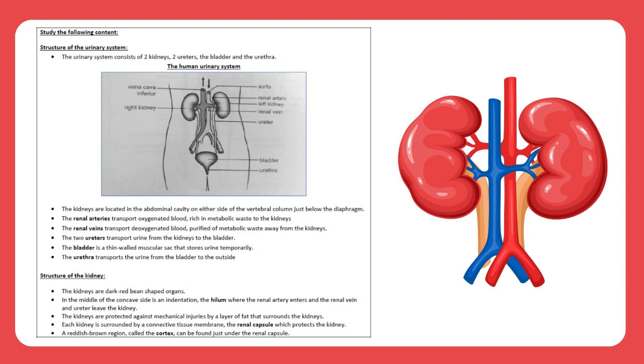The 2 ureters transport urine from the kidneys to the bladder. The bladder is a thin-walled muscular sac that stores urine temporarily. The urethra transports the urine from the bladder to the outside.